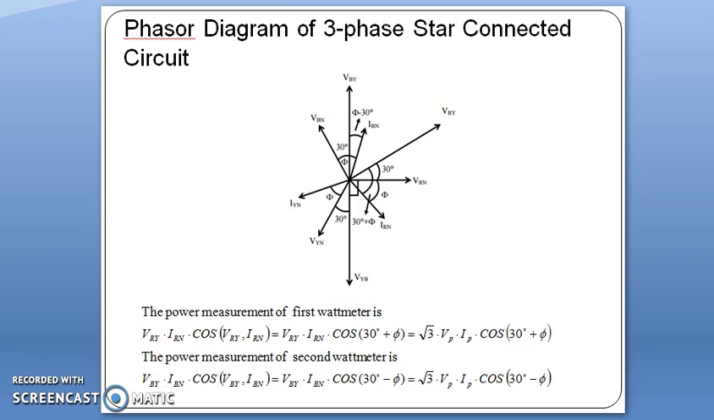The basic phasor diagram of the three-phase star connected circuit is shown in this slide, and the equations of the wattmeter readings have been derived here. The first equation is root 3 Vp Ip cos of 30 degrees plus phi, and the second equation is root 3 Vp Ip cos of 30 degrees minus phi.